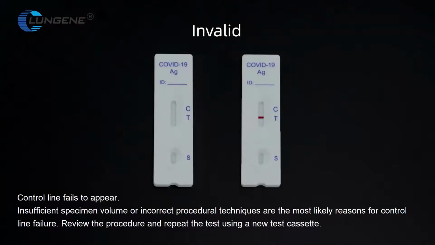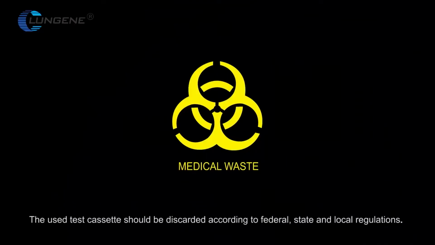Invalid: control line fails to appear. Insufficient specimen volume or incorrect procedure techniques are the most likely reason for control line failure. Review the procedure and repeat the test using a new test cassette. The used test cassette should be discarded according to federal, state, and local regulations.